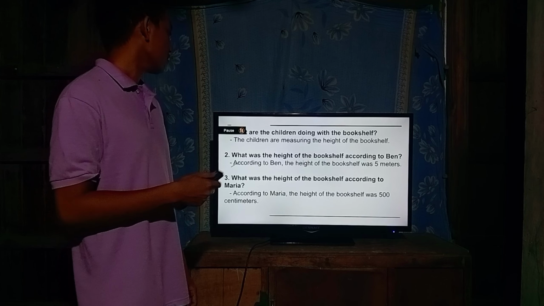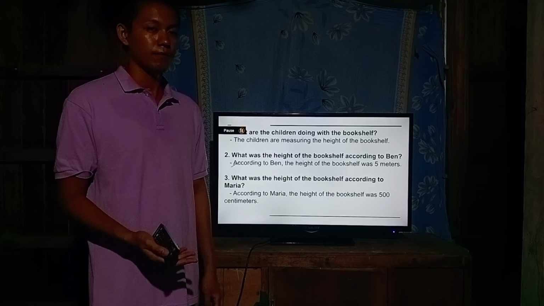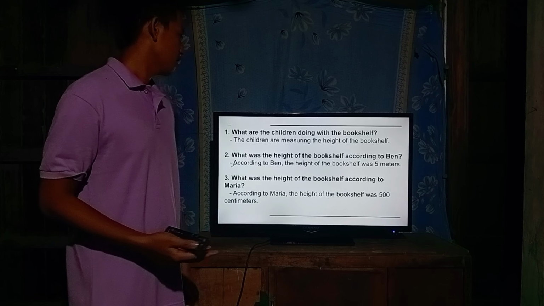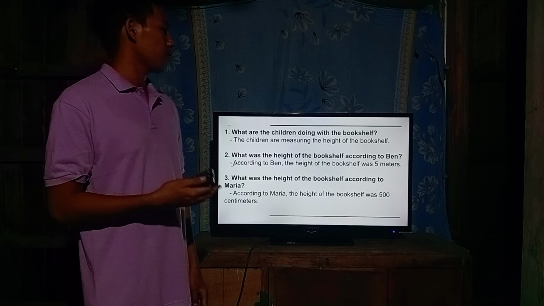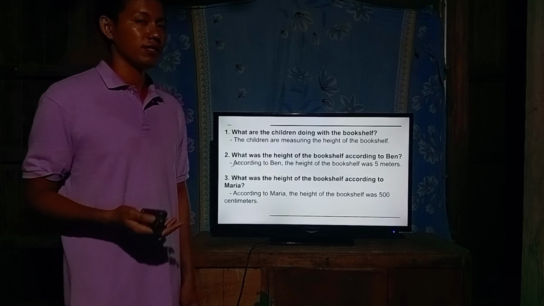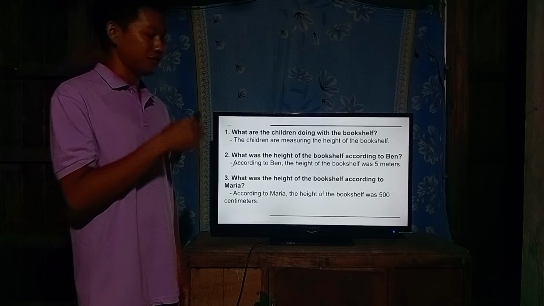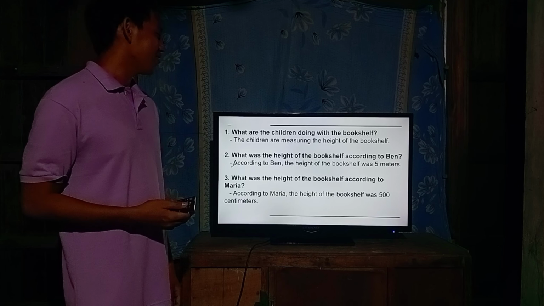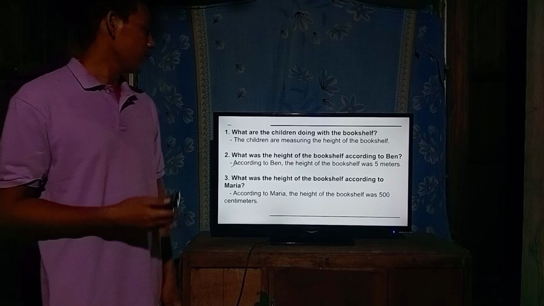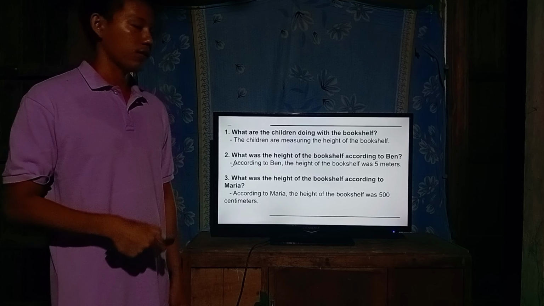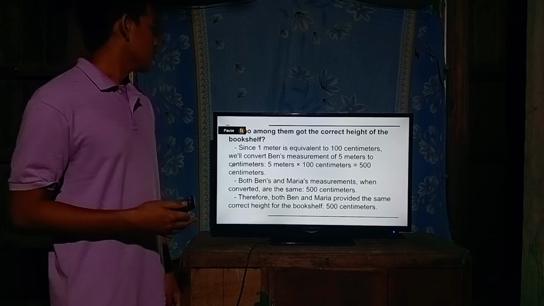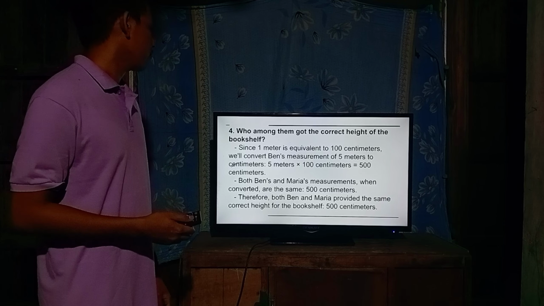So naa tay answer diri. What are the children doing with the bookshelf? So of course the children are measuring the height of the bookshelf. Second, what was the height of the bookshelf according to Ben? So according to Ben, the height of the bookshelf was 5 meters. Then third question rather. What was the height of the bookshelf according to Maria? So according to Maria, the height of the bookshelf was 500 centimeters. Then the last question is, who among them got the correct height of the bookshelf?